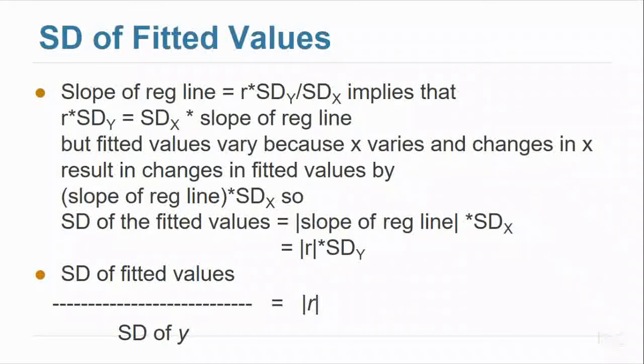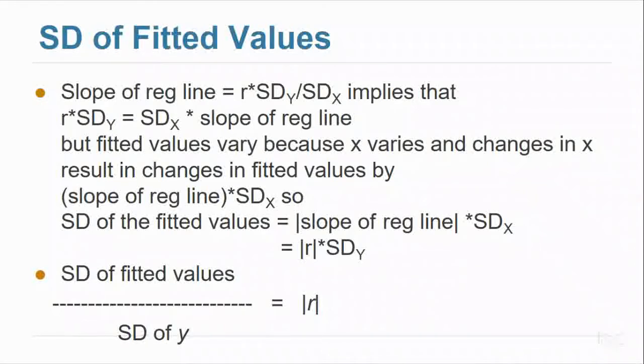So the standard deviation of the fitted values is the absolute value of the slope of the regression line times the standard deviation of x. That is, the changes in the fitted values have size equal to the absolute value of the slope of the regression line times the standard deviation of x. And the slope of the regression line in absolute value times the standard deviation of x is r times the standard deviation of y, just given by our formula on the second line of the slide.